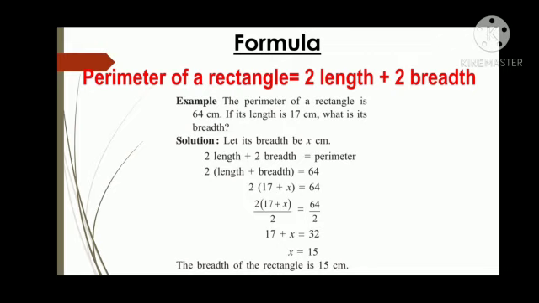Taking 2 in common and substituting the values of the perimeter and the length, that is 2 into (17 plus x) is equal to 64. Now to eliminate the 2 from the left side, we will divide by 2 on both the sides. So 2 gets eliminated. We are left with 17 plus x is equal to 32. Therefore x is equal to 15. X was the breadth that we had assumed. Therefore the breadth of the rectangle is 15 centimeter.